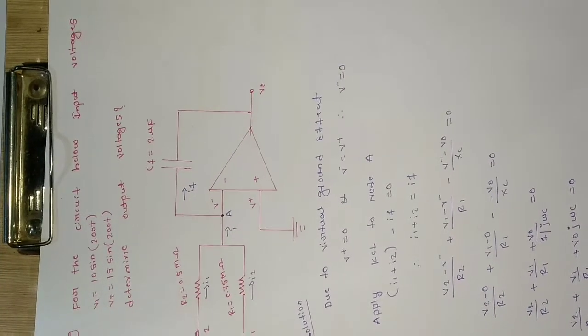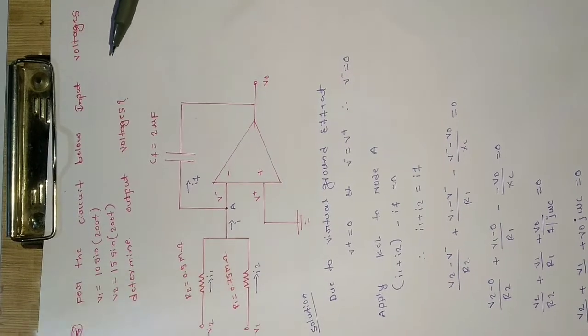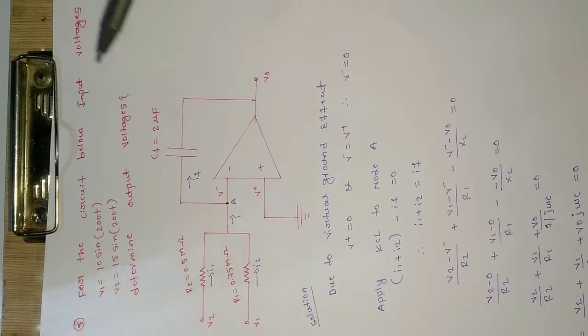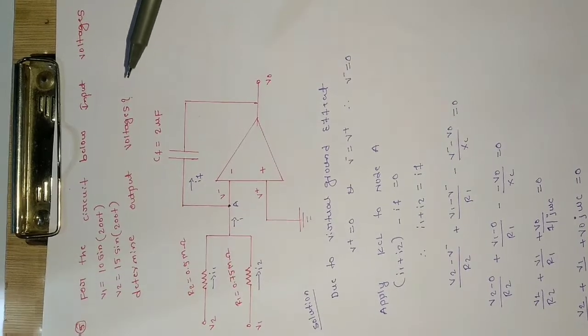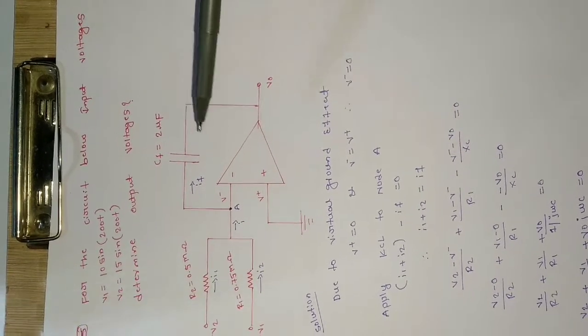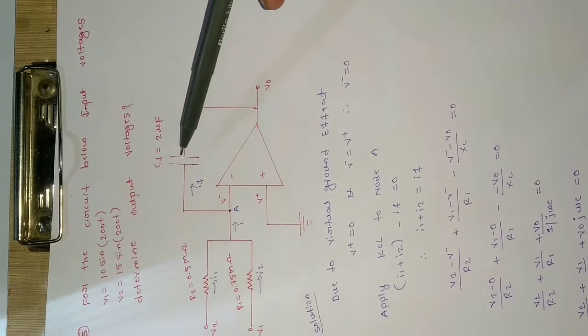Moving on, this is the final problem of our discussion. For the circuit below, input voltage V1 equal to 10 sin 200t and V2 equal to 15 sin 200t. Determine the output voltage. So this is a summer circuit as well as an integrator. So we have a capacitor here.